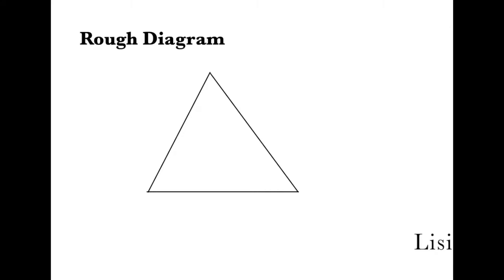First draw the rough diagram. So draw triangle PQR. Now you see it is 3 by 5. It is a proper fraction. So here you just draw a line parallel to PQ inside the triangle, so it becomes P dash R dash.